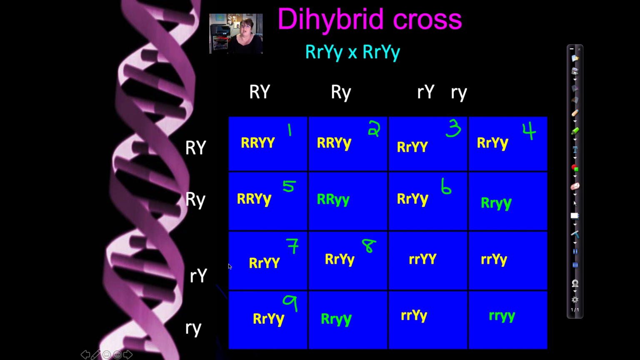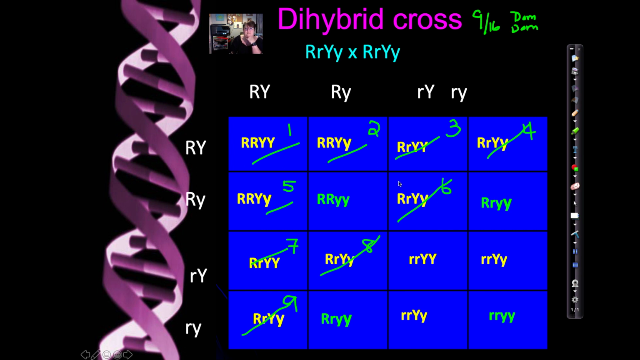Okay, so out of 16 squares, 9 of them, if we were to mark them where I've numbered, it's a pretty nice little pattern, isn't it? That's right. So 9/16 are going to be dominant and dominant. Okay, so both traits are dominant.